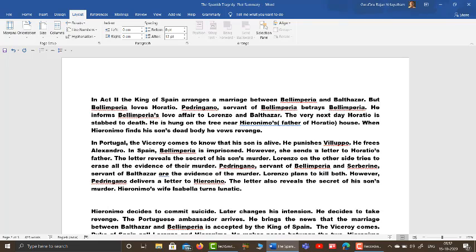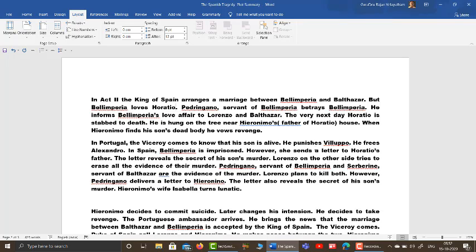And Lorenzo and Balthazar join hands to murder Horatio, so that Balthazar can marry Bellipedia. The news comes to the ears of Lorenzo, and immediately the very next day Horatio is stabbed to death, and he is hung on the tree near the home of Hieronimo, who is the father of Horatio. So Horatio உடைய அப்பா வீட்டுக்கு முன்னாடி இருக்க மரத்திலே கட்டி தொங்க விட்டுறாங்க.